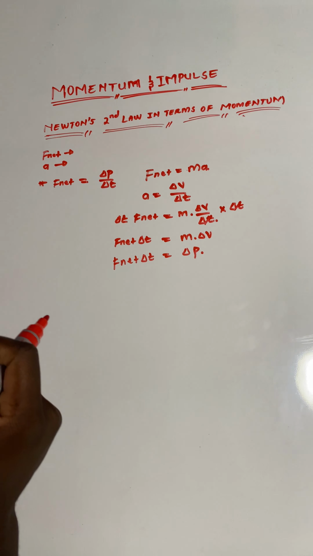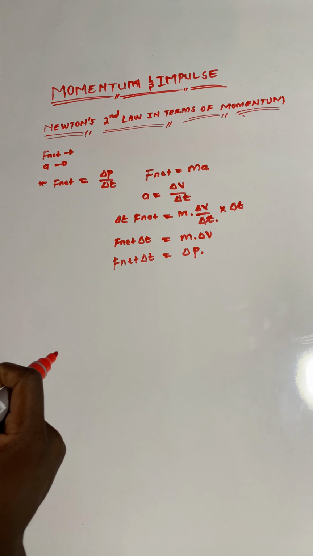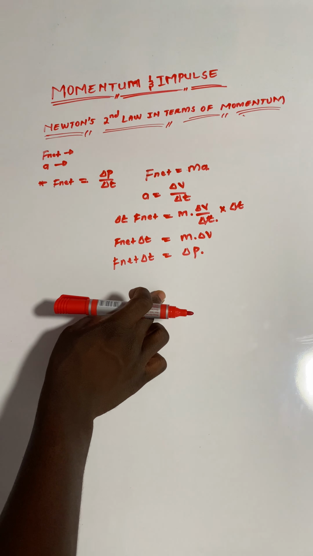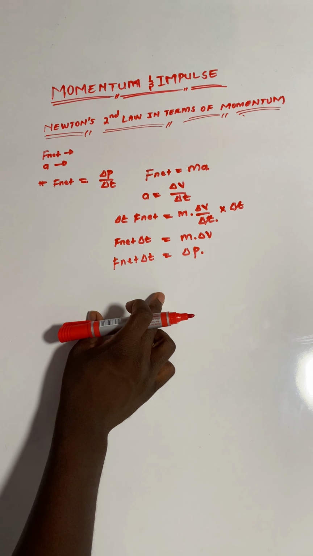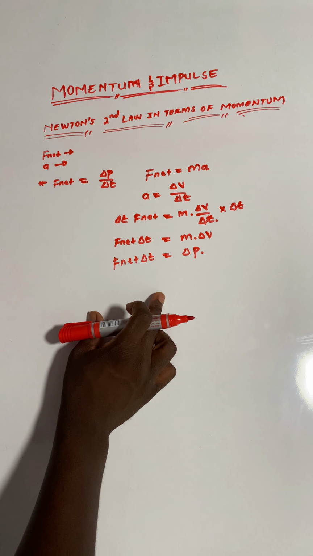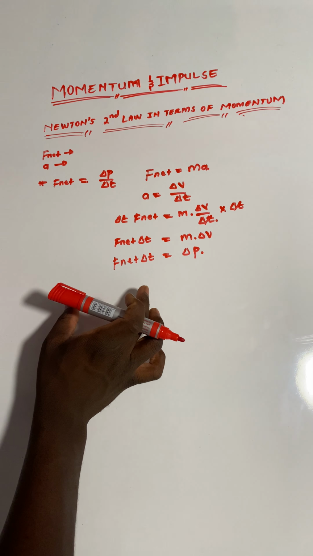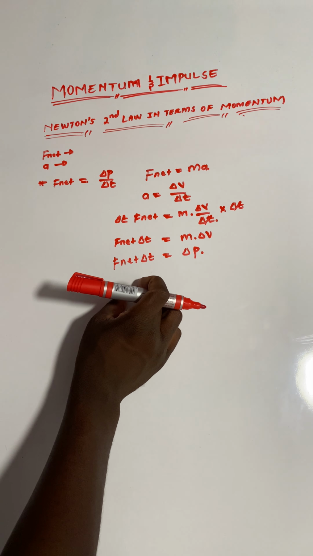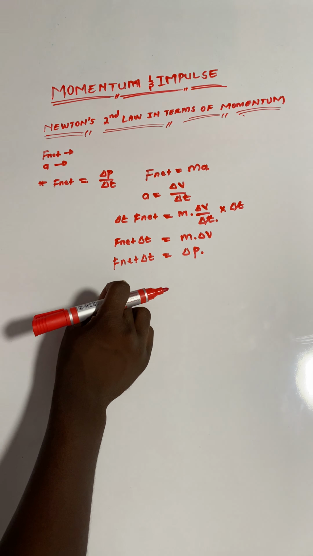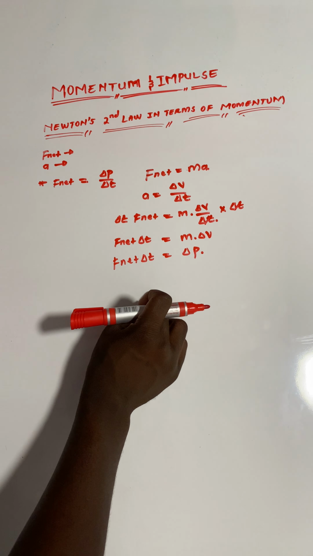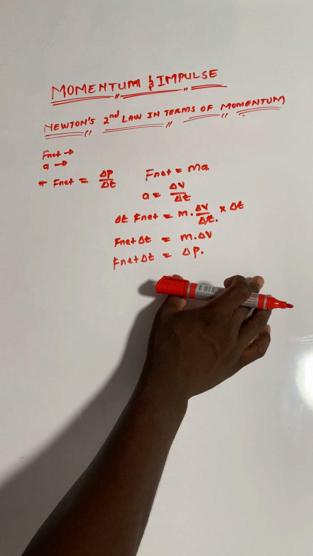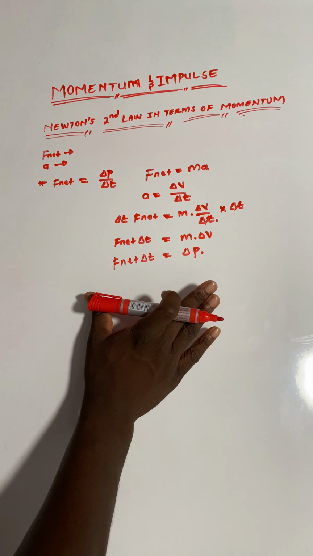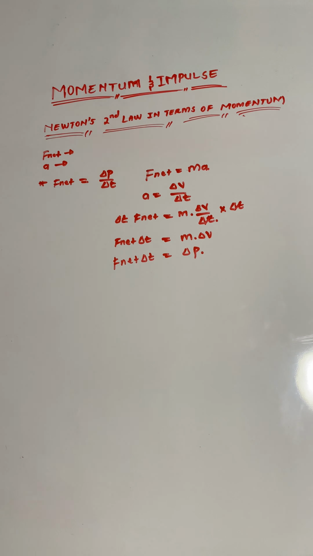Okay, so now let us check this one here. Your Newton's second law in terms of momentum goes hand in hand with the change in momentum and again with impulse. But we'll be dealing with impulse in the second lesson. So for now, just focus on what we're discussing here. Don't move away from what we're dealing with here. That is your Newton's second law in terms of momentum.